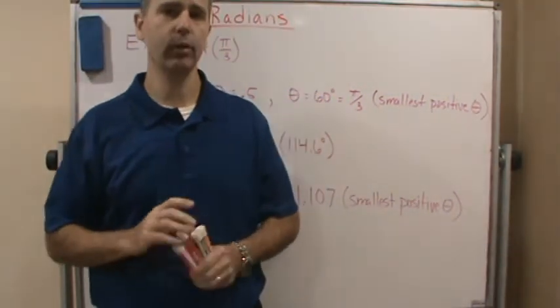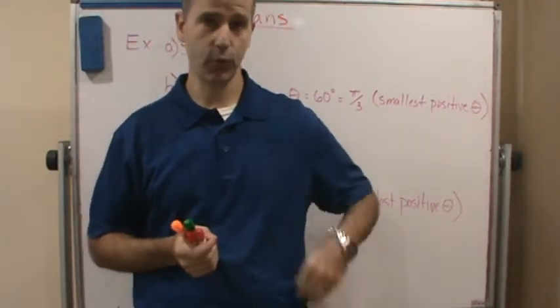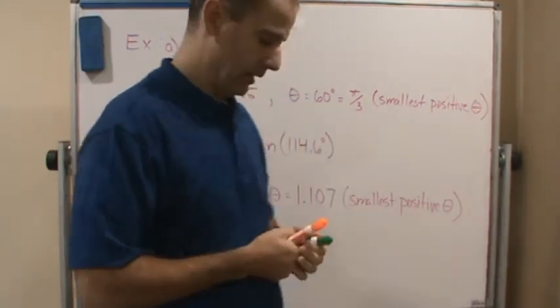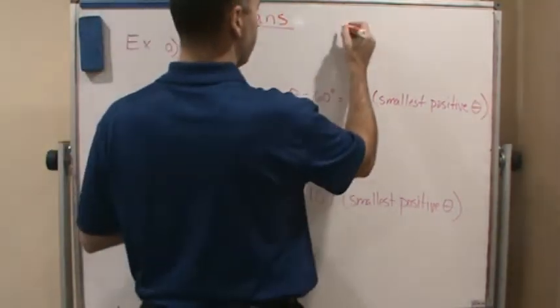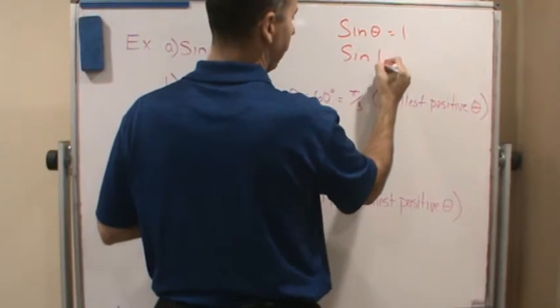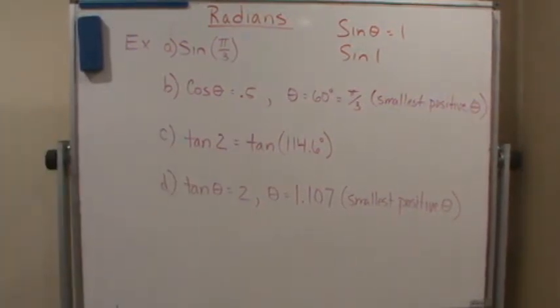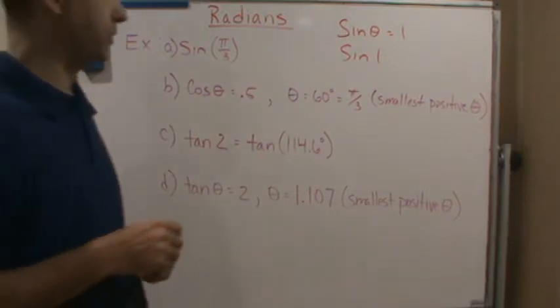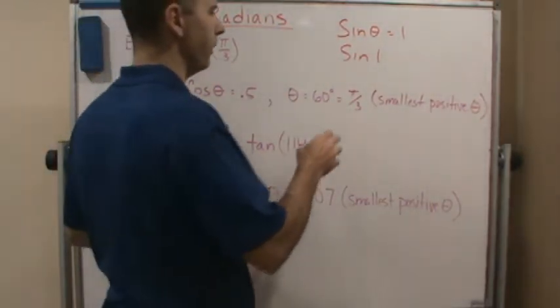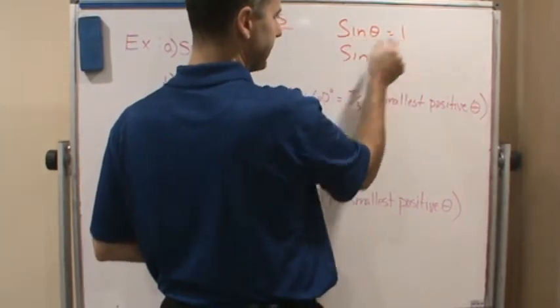Okay, so welcome back. Now, before I go over these, I just want to let you know that it can be confusing working with radians for the first time, especially if you get something like sine of theta equals 1 or sine 1. Sometimes students get confused. You've got to remember this is the sine of an angle measure of 1, where this is the sine of some angle that is equal to 1.